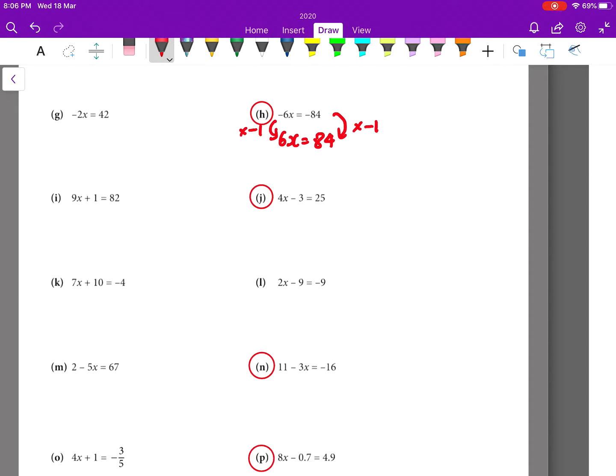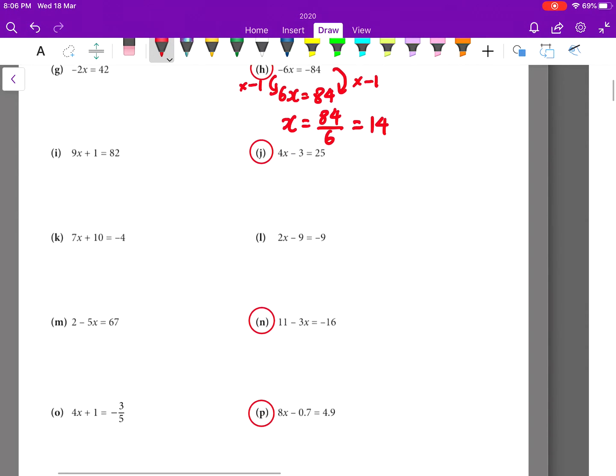Next, how to get rid of the 6? Here we see it is 6 times x. So to get rid of the 6, we divide by 6 on both sides. So x will be 84 divided by 6. So our answer will be 14.